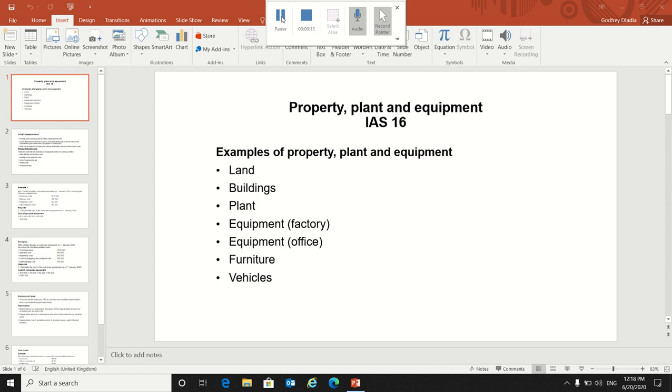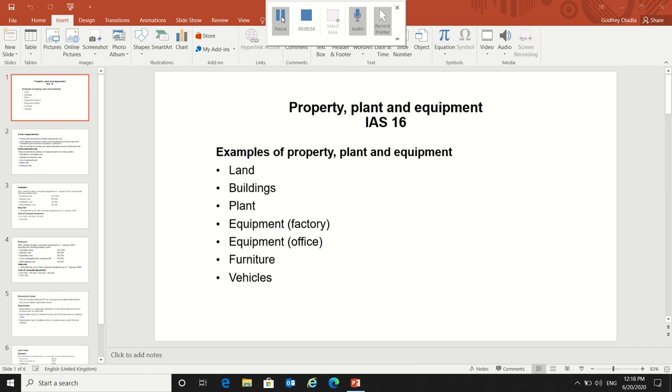Now, what is it that we're talking about when we're talking about property, plant and equipment? Like you see there on the slide, it gives us examples of property, plant and equipment. It says we are talking about land, buildings, plant, equipment in brackets factory equipment, office furniture, vehicles. These are classified as property, plant and equipment because they are basically a group of assets that are non-current, meaning assets that we can use for more than a year. I mean, if we've got land, you can use land for more than a year, a building you can use for more than a year. So they are classified as property, plant and equipment.